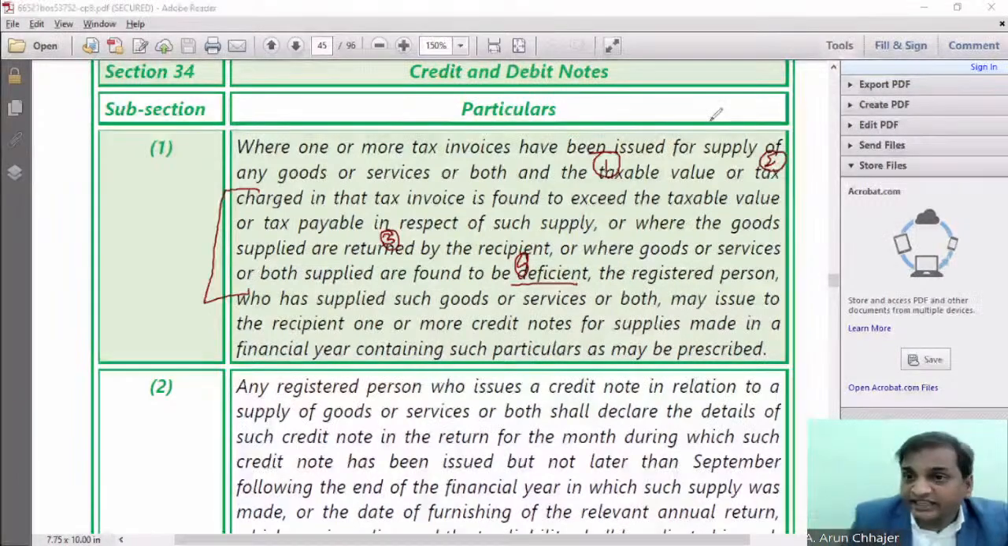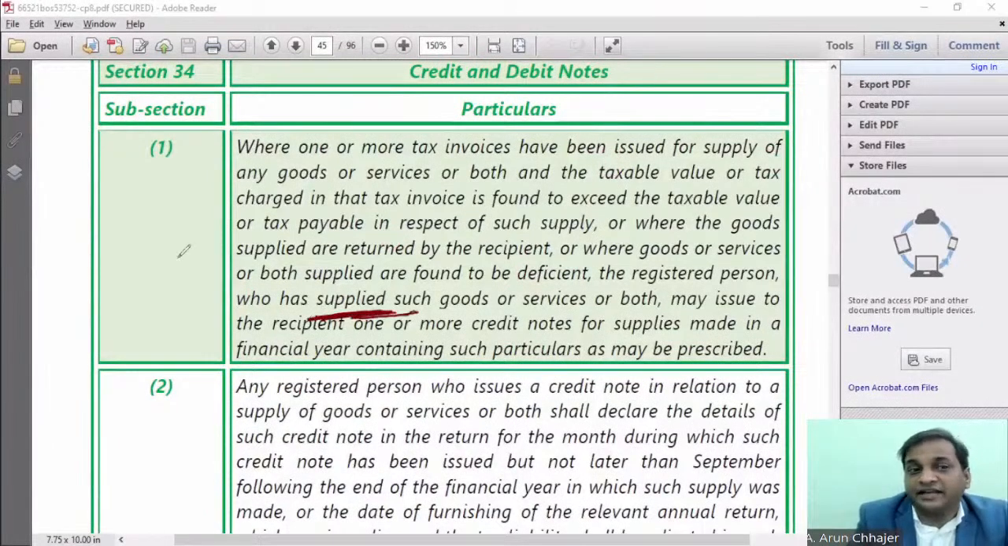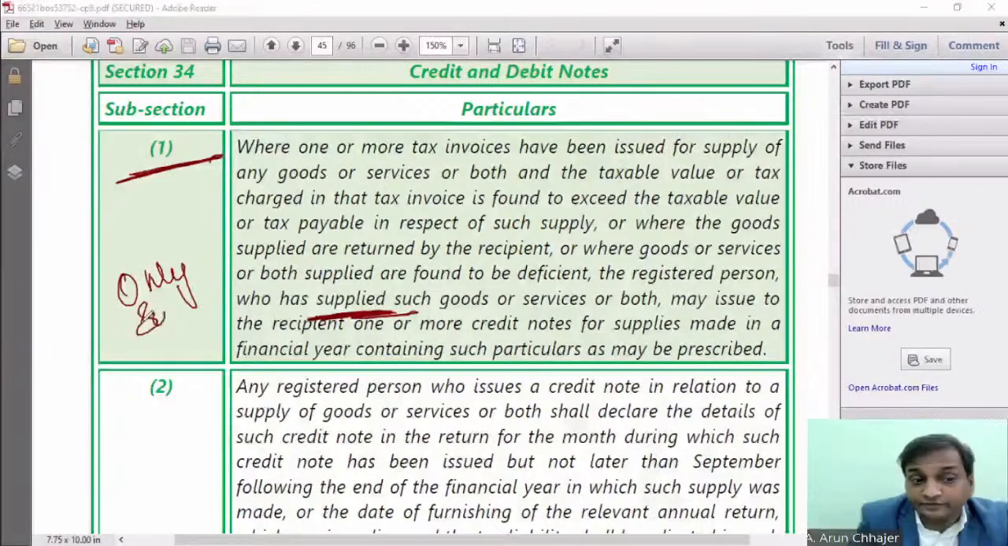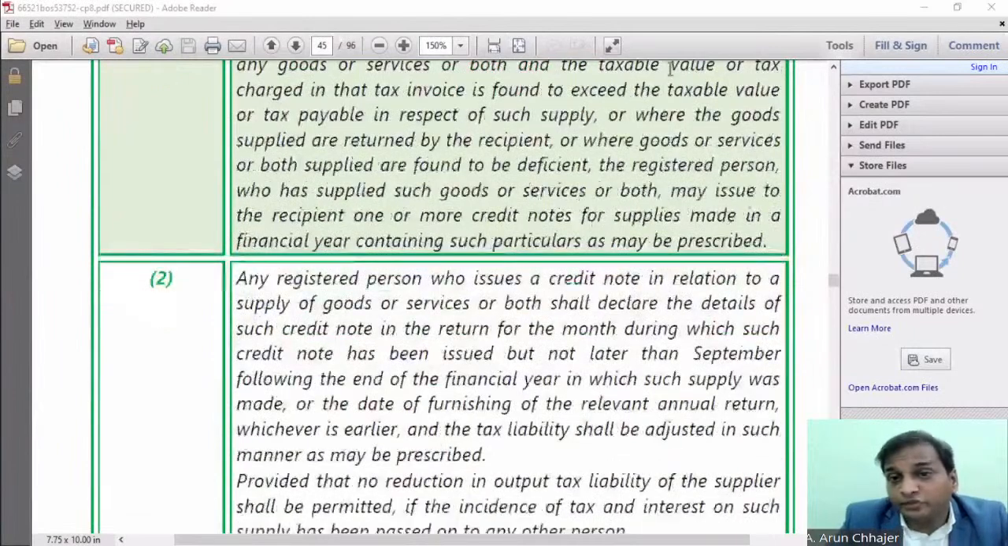Who will issue the credit note? Only the supplier. As per 34(1), only the supplier will issue the credit note. Now, what is the time limit to issue the credit note? There is a time limit to issue the credit note.